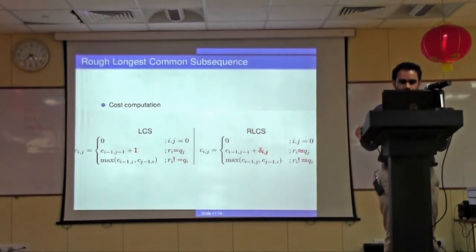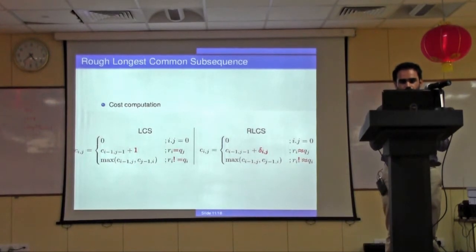In RLCS, the first thing that differs is that in LCS we want the symbols to be the same, while in RLCS we want them to be roughly the same. So we have a distance measure, and if the symbols are very close to each other, or their distance is less than some threshold, we say they are similar. And we do not increment the cost function by 1, but by a value, say delta, which will be greater if the symbols are very similar, and less when they are a bit further apart.